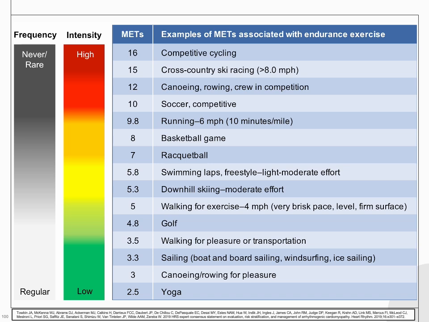Arrhythmogenic ventricular cardiomyopathy is a genetic disease, and unfortunately, intense exercise and prolonged exercise worsens the progression of the disease. So these patients with known AVC are advised to limit their exercise and abstain from competitive or intense or prolonged exercise.